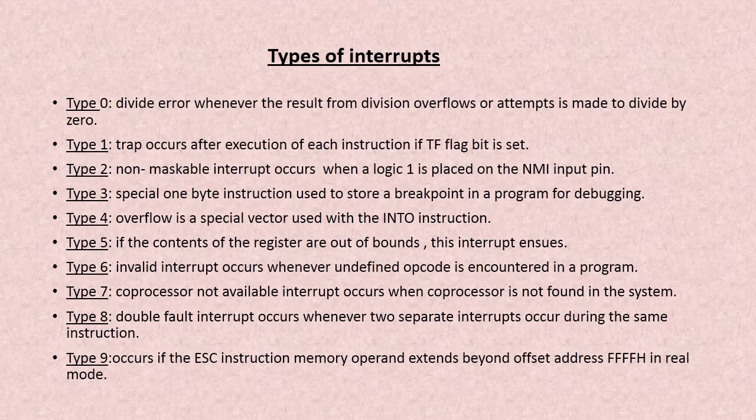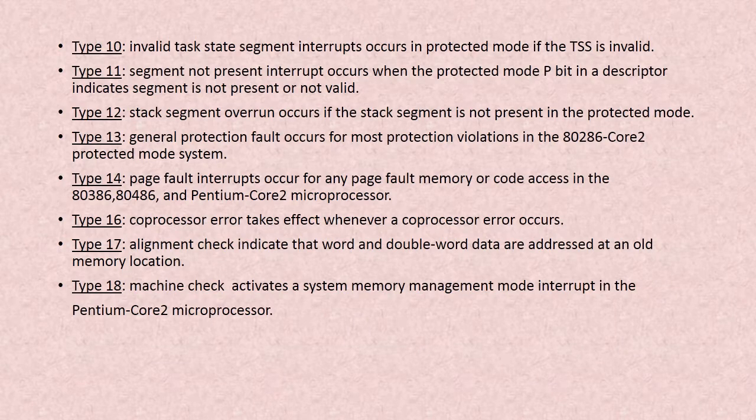Type 5, bound. Type 6, invalid opcode. Type 7, coprocessor not available. Type 8, double fault. And Type 9, coprocessor segment overrun. The next is Type 10, that is invalid task state segment. Type 11, segment not present. Type 12, stack segment overrun. Type 13, general protection. Type 14, page fault. Type 16, coprocessor error. Type 17, alignment check. And Type 18, machine check.